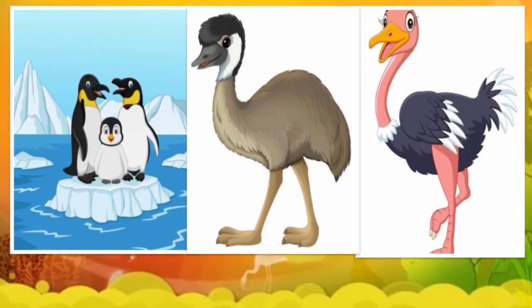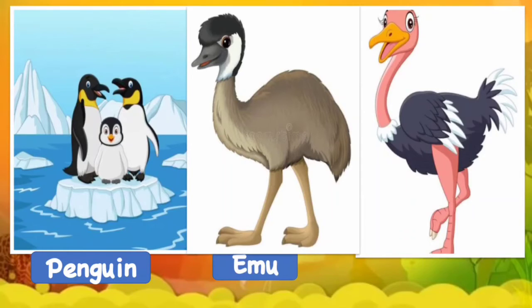And not all birds can be called aerial animals, as some birds cannot fly. For example, penguin, emu, and ostrich can't fly. Why? Because they have more weight. Hence, they can't fly, and they are not considered aerial animals.